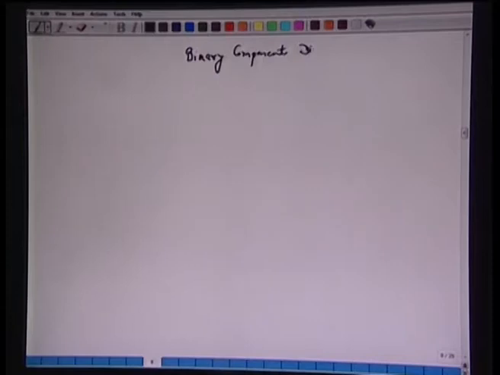So, for simplicity, we will focus mostly on binary component distillations, and we will spend a very small amount of time on multi component distillations. First thing is of course degree of freedom, which we know from your previous course on thermodynamics. Degree of freedom can be written as C minus P plus 2.